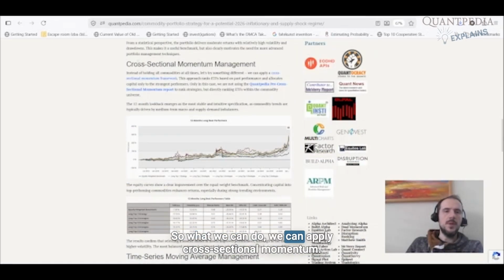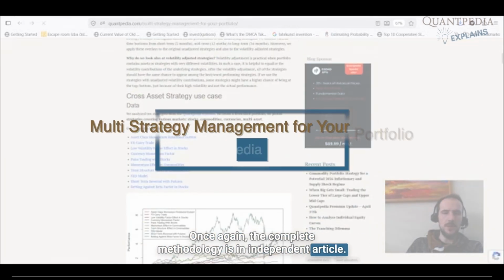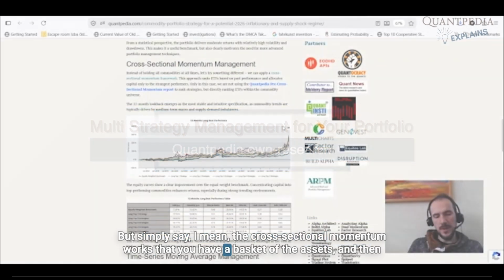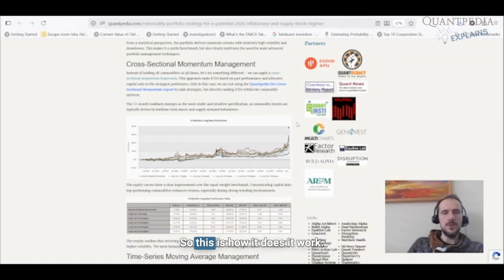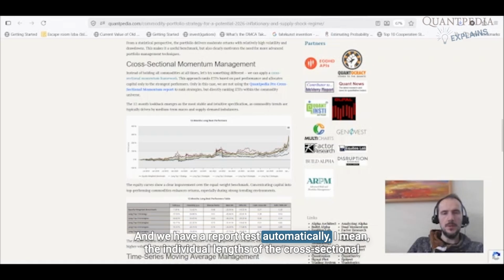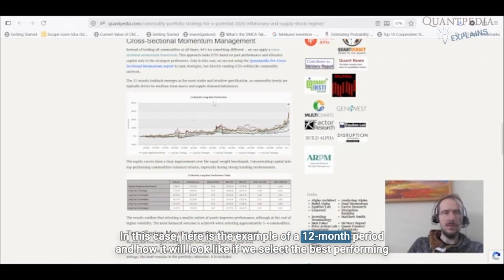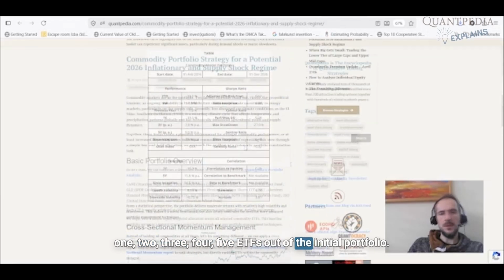So what we can do is apply cross-sectional momentum. Once again, the complete methodology is in an independent article. Simply said, cross-sectional momentum works like this: you have a basket of assets, you select those that are performing the best, and you rebalance on a regular basis. We automatically backtest the individual lengths of the cross-sectional momentum and how many assets you pick. Here is an example of a 12-month period and how it looks if we select the best performing 1, 2, 3, 4, 5 ETFs out of the initial portfolio.